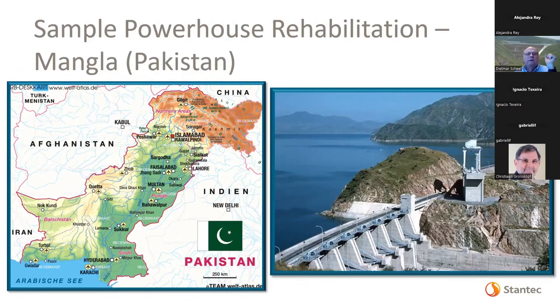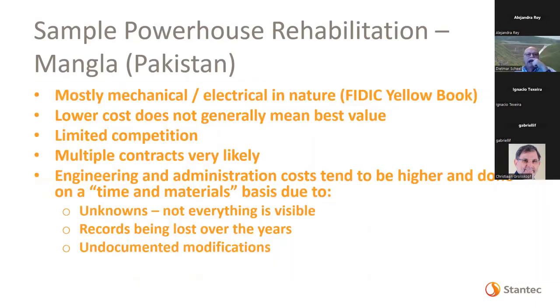An interesting challenge they have is they have 4 different manufacturers of the 10 different units there. They couldn't afford to put them all in initially. So they have that added complication. And again, this particular project uses the yellow book. Lower cost does not generally mean best value. These are distinctives of the project that need to be considered.